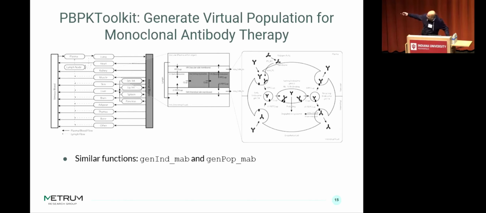So I also have gen-ind mab and gen-pop mab that would do the same thing for monoclonal antibodies. And by the way, this works well. You can apply the output from these functions on any tool that you're interested in using, but these work well with MRGsolve if you're familiar with that tool. It's just a general purpose ODE simulator.